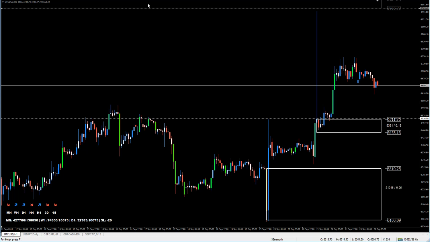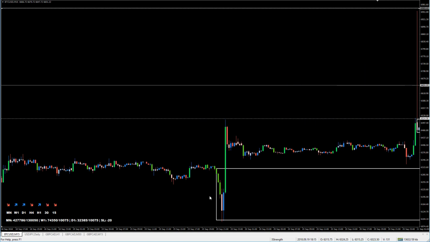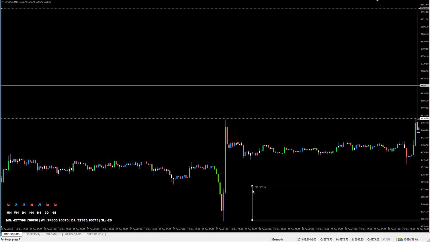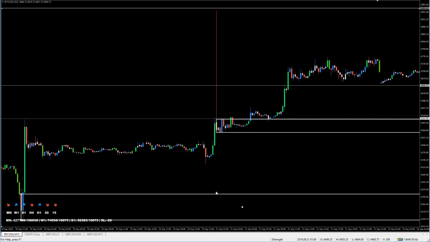So what we need to do is go to the smaller time frame and then have a look below, and you can see we can reduce the size of this down to here. So price came down, accumulated, and then left from this area here. You can see how the low of this candle is at the edge of this box. So this is a nice area as well.